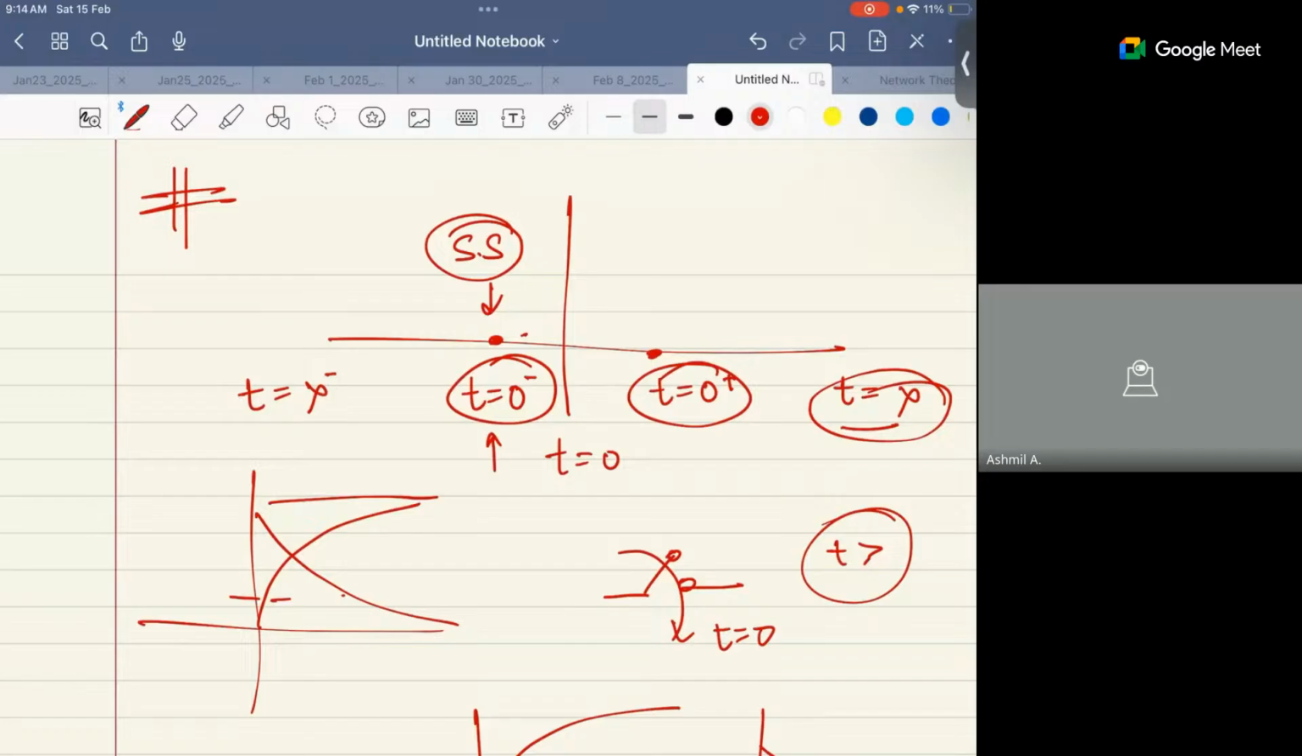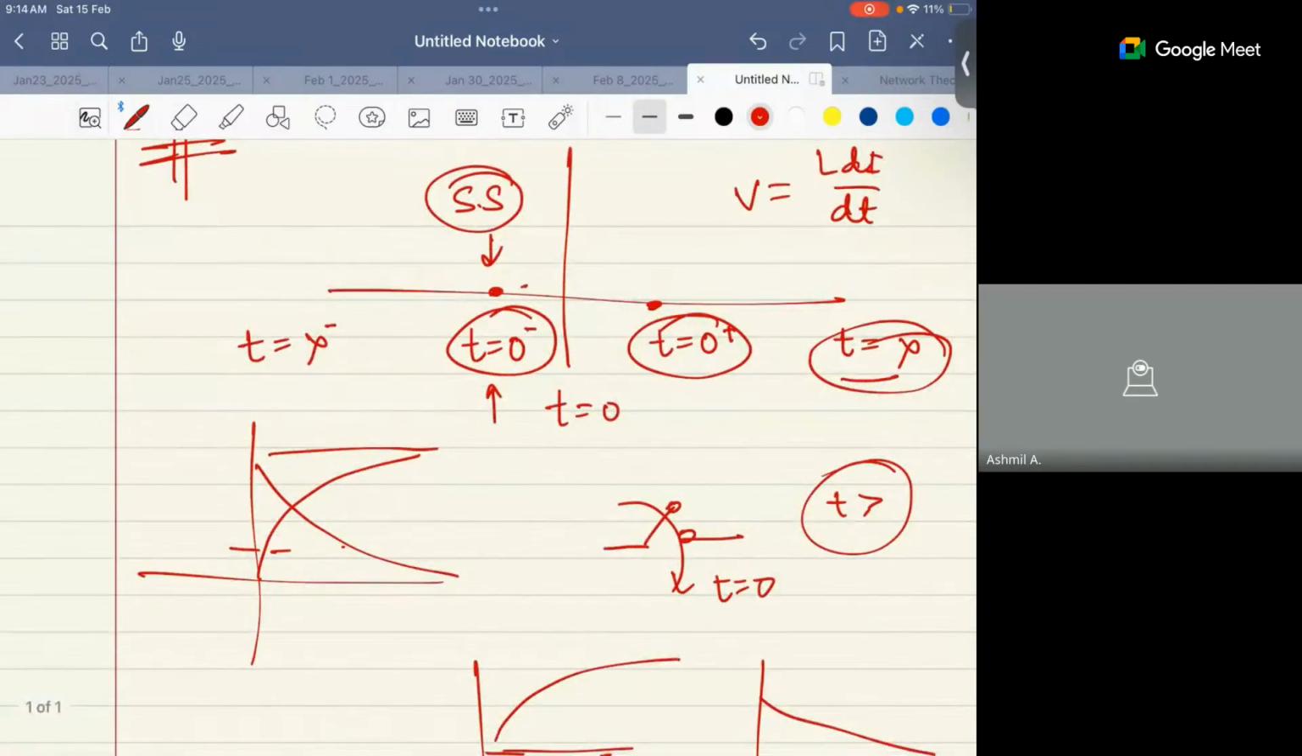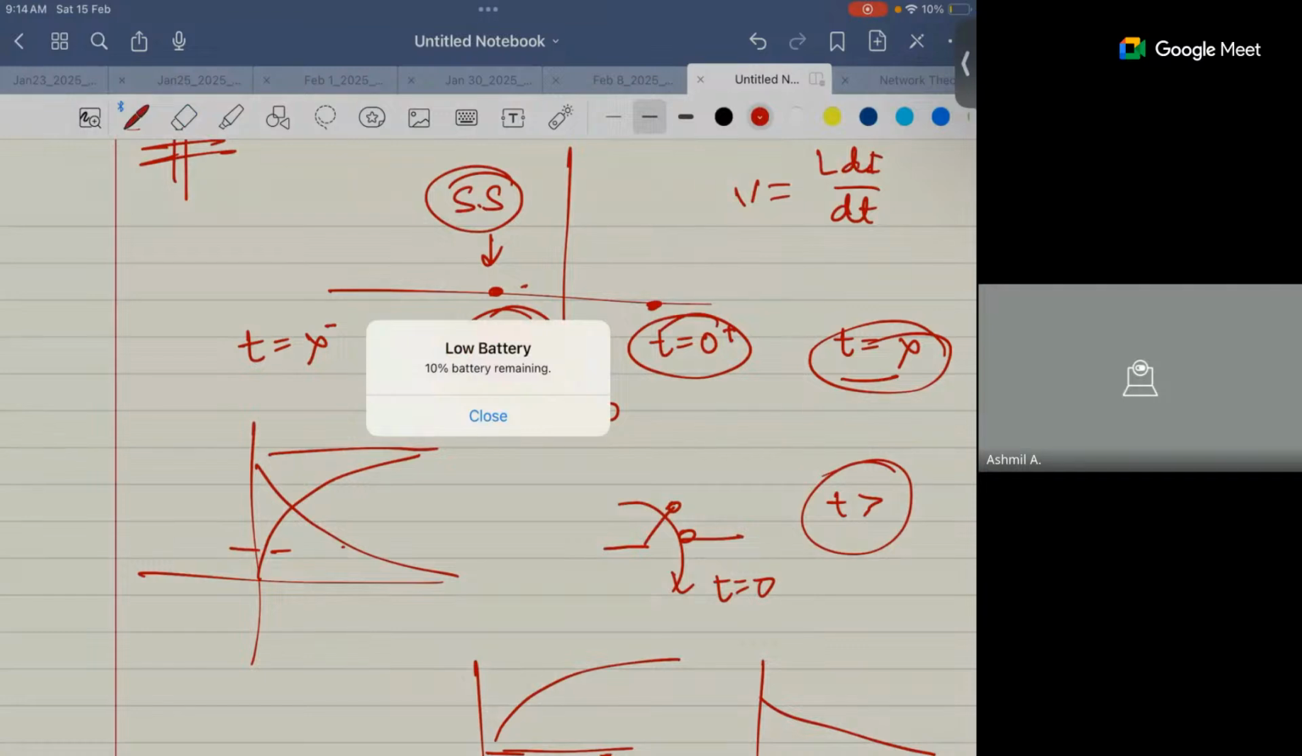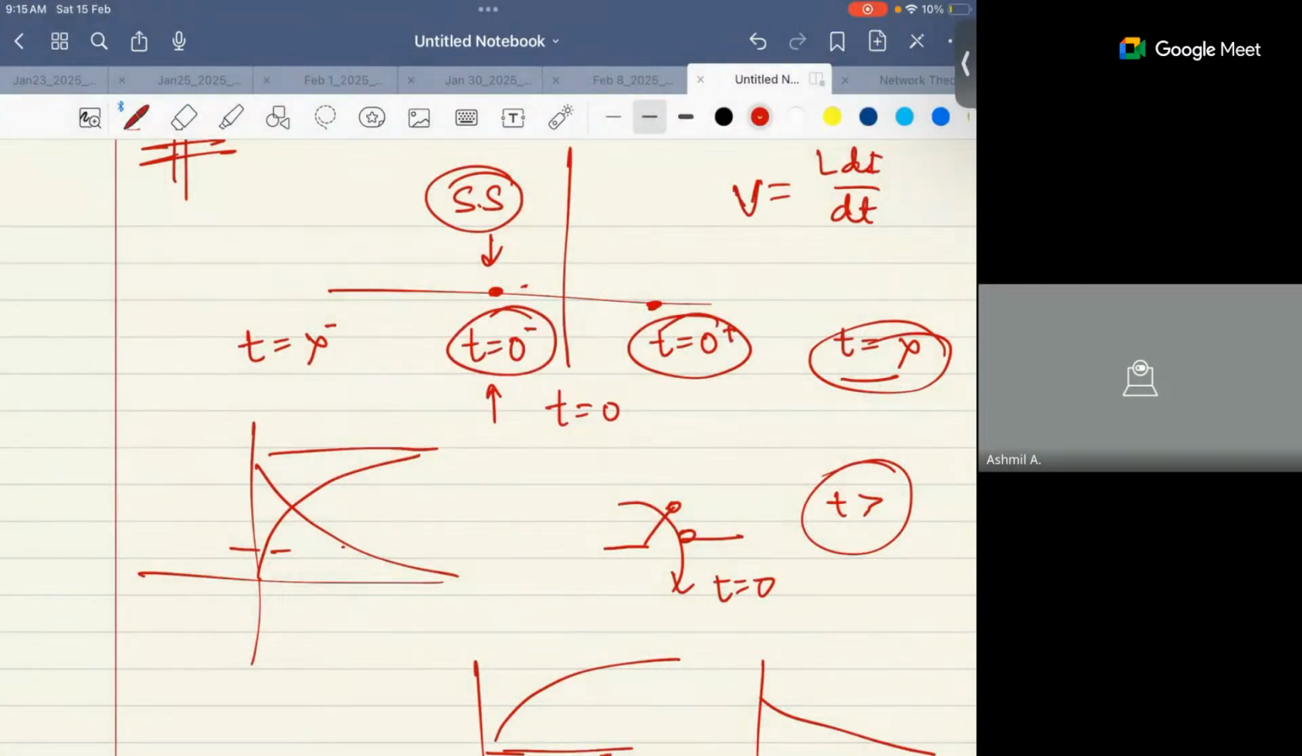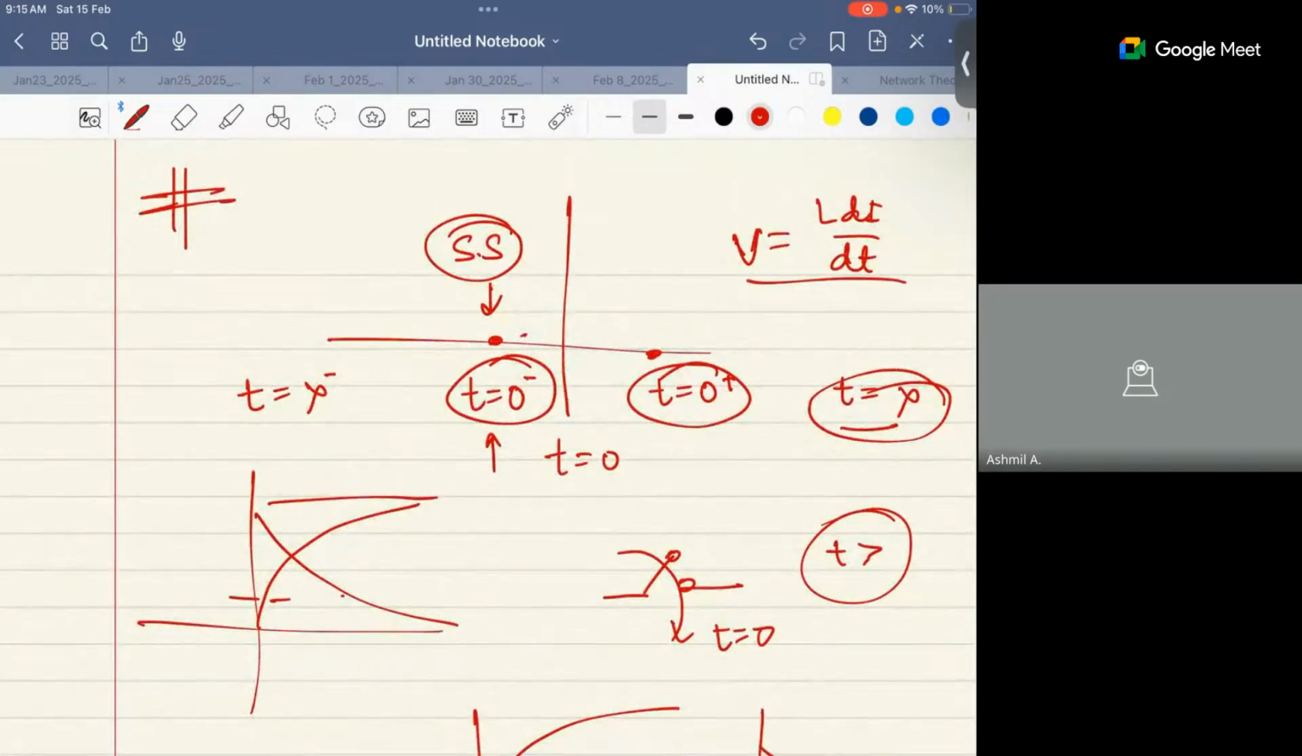How do you calculate the inductor voltage? It is v equals L di by dt, right? And if you want to use the Laplace transform, I already told you, if it is in the form of differentiation, something gets multiplied. s will get multiplied, and then if you have an initial condition given, there will be other values also, correct?